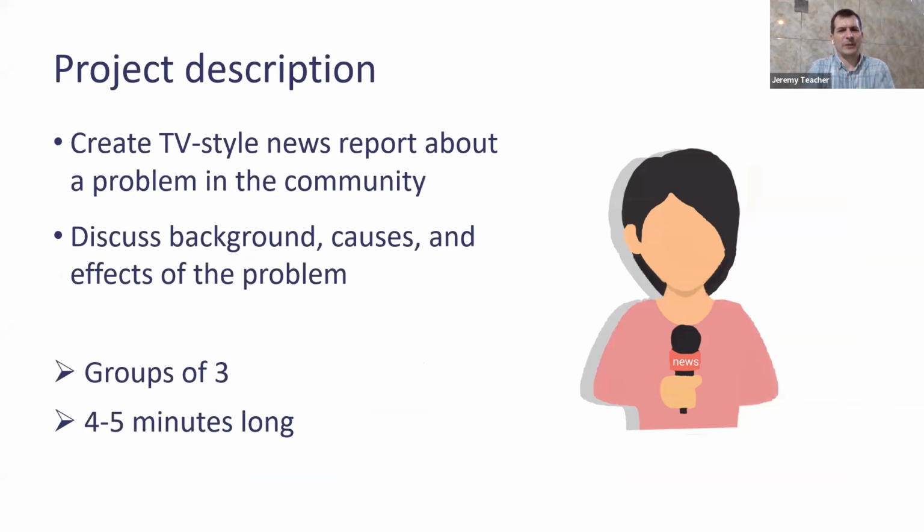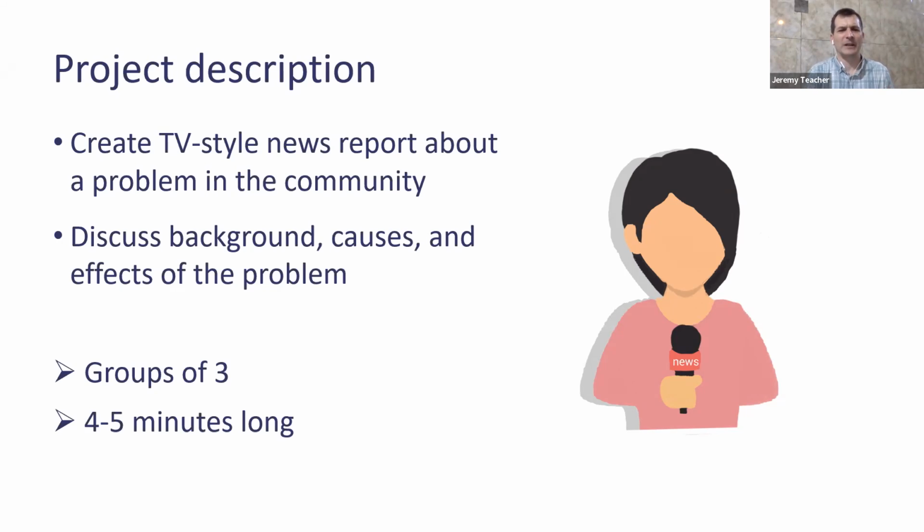So what I had my students do was to create a news report about a problem in the community. They needed to discuss the background of the problem and also the causes and effects of the problem. They worked in groups of 3, and I let the students choose their own topic. So some of them chose to talk about a trash problem that they noticed in the city. Some of them talked about the traffic. One group talked about the electricity crisis that was happening at the time. And one group talked about bullying, so more of a social problem. The videos needed to be 4 to 5 minutes long.